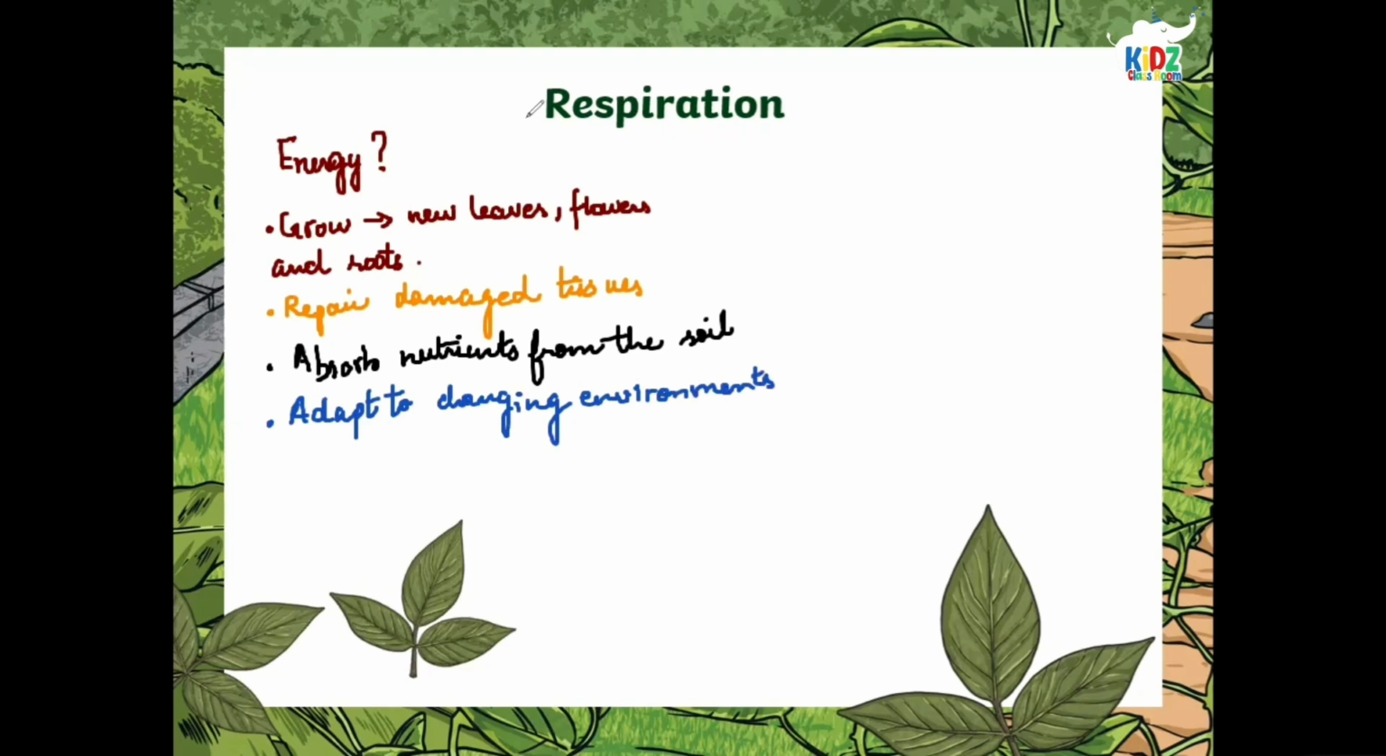So why is the process of respiration crucial for plants? Because through respiration, plants get energy. Which energy? The energy they need to grow and develop new leaves, new flowers, and roots, to repair damaged tissues, absorb nutrients from the soil, and also adapt to changing environments. So without respiration, plants wouldn't have the energy to perform these vital functions. Let's compare photosynthesis and respiration. While they are related, let's see how.